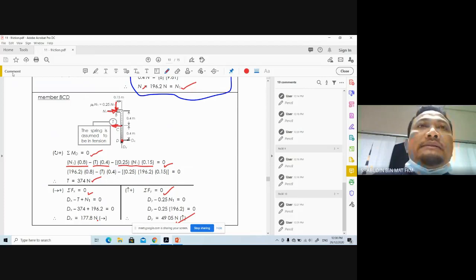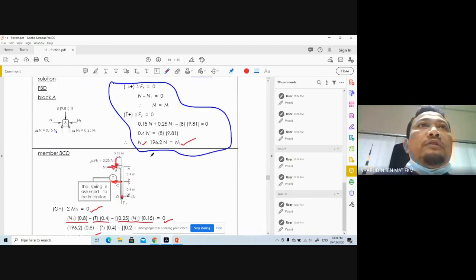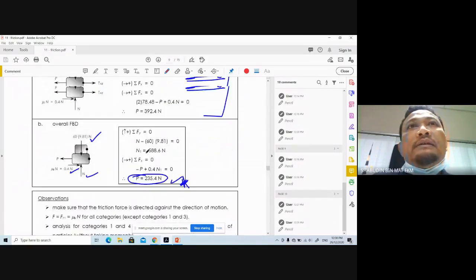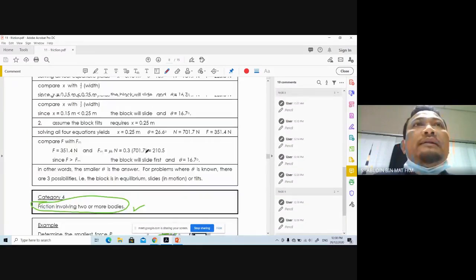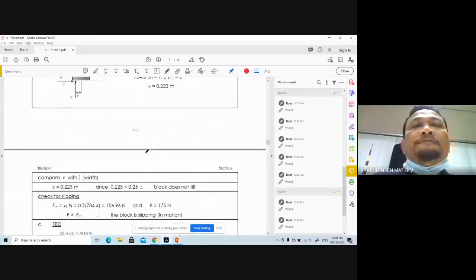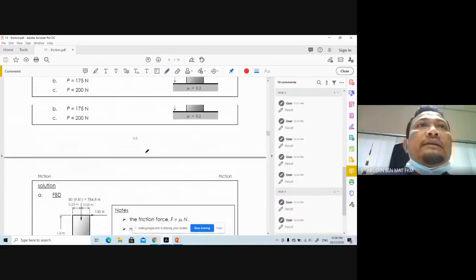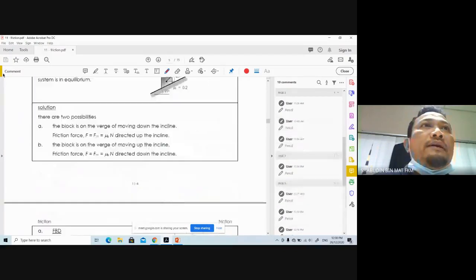Please practice that. Okay, so we have 5 categories of friction. Make sure you understand well all these 4 only. We're not going to do category 2.